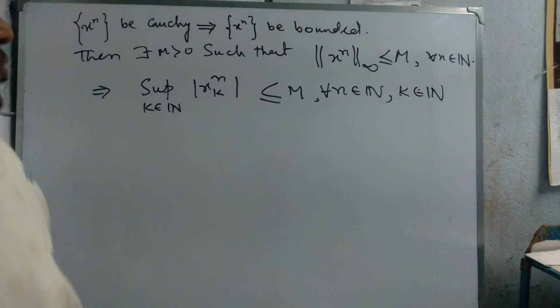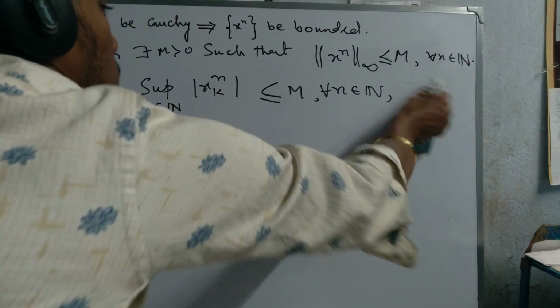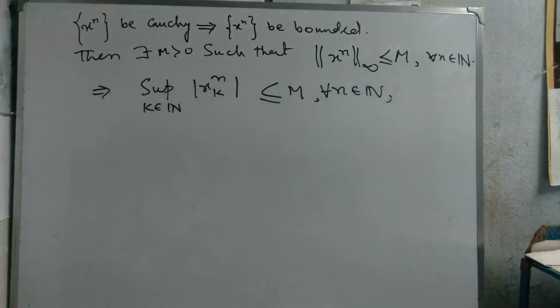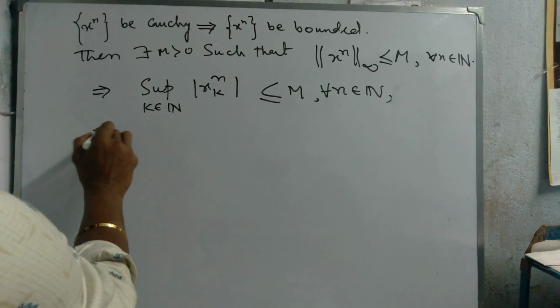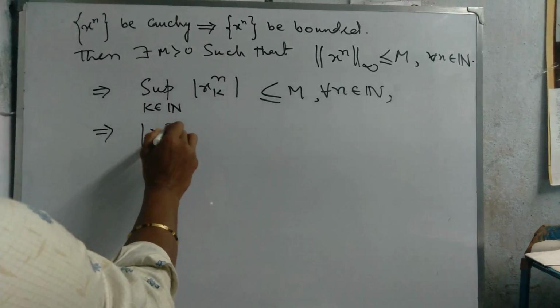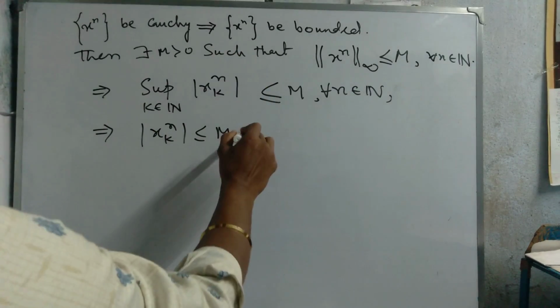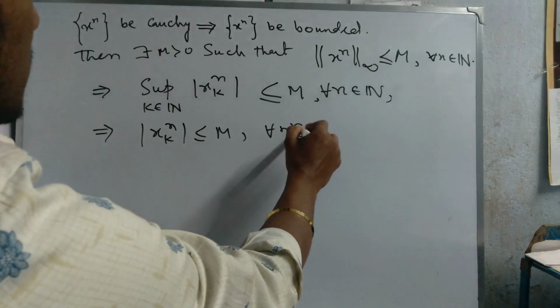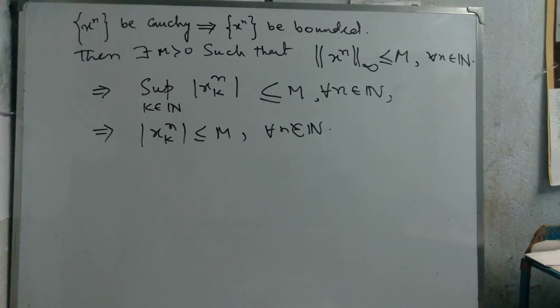Oh sorry, k belongs to N, we write it below, in the suffix version of the supremum. So here this one is right. Not a problem at all. The supremum of this must be less than or equal to M. Any problem? I think not a problem at all.